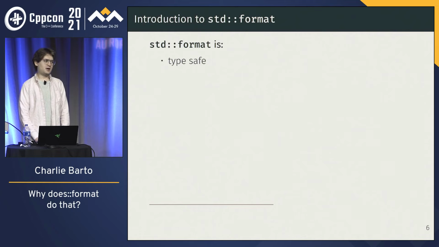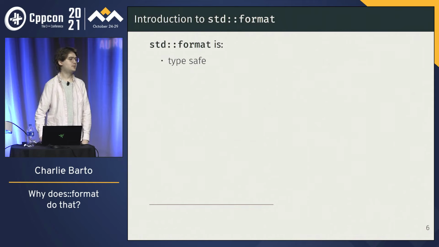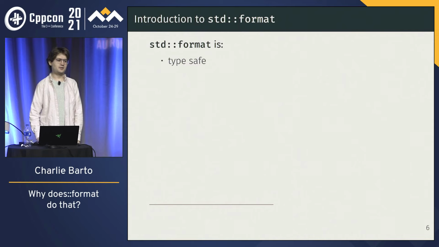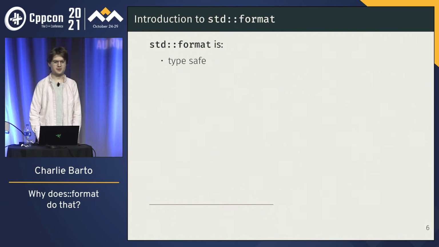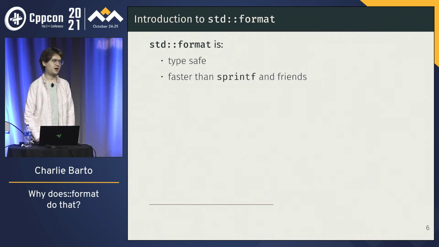So unlike sprintf, format is type safe. The worst thing that'll happen if you screw up your format string is format will throw a std::format_error. And that'll mostly happen if you're using the std::vformat functions, which can be used for a runtime format string if you're doing localization. It's faster than sprintf.